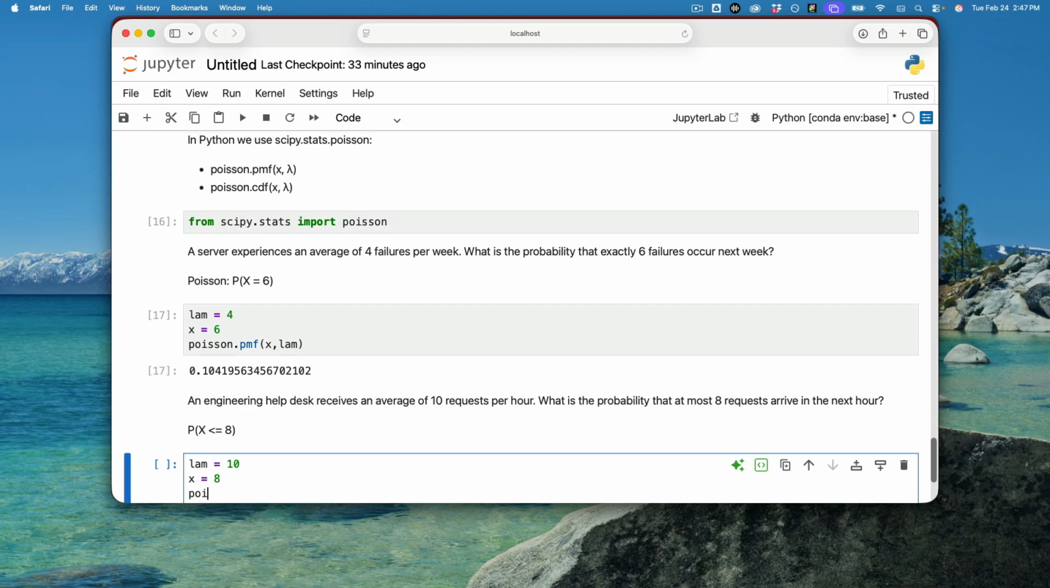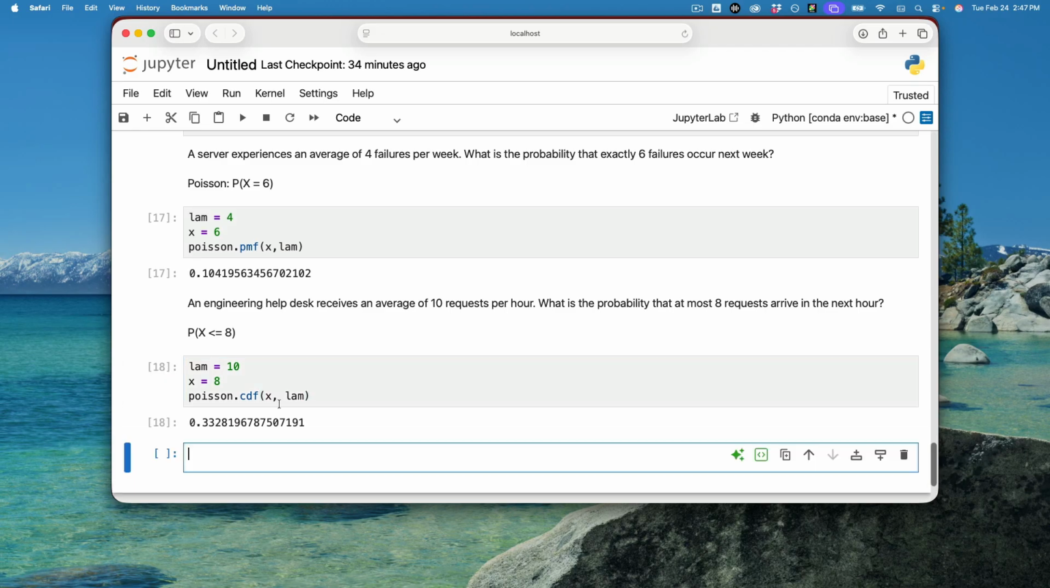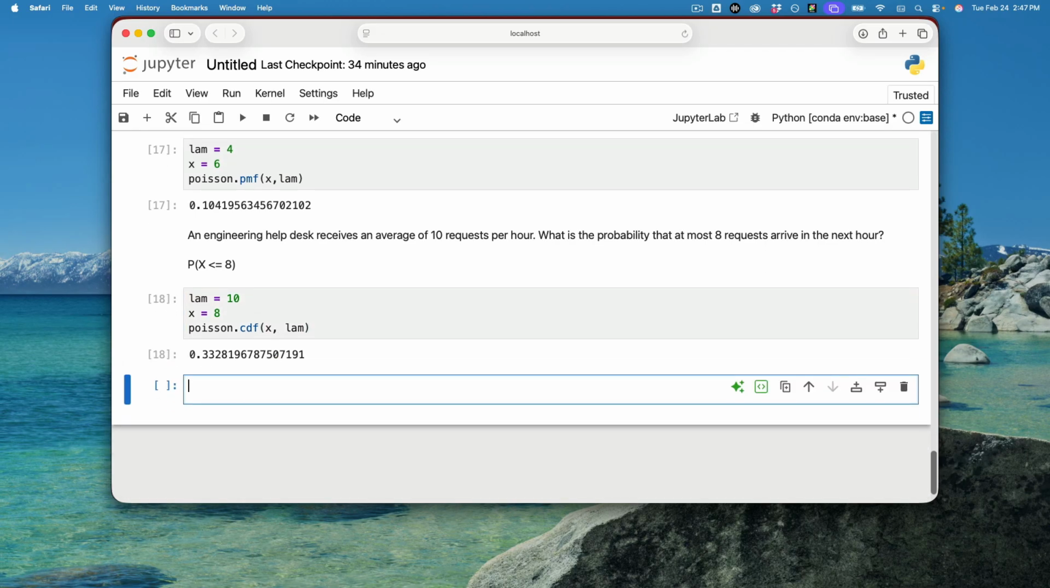And then this would be poisson.cdf(x, lambda), right? So I'm taking the area to the left of 8, including 8. Okay, Poisson of 0, plus Poisson 1, plus Poisson 2, plus Poisson 3, 4, 5, 6, 7, 8. All of those, that's what the CDF gives you. Okay, 33.3%.